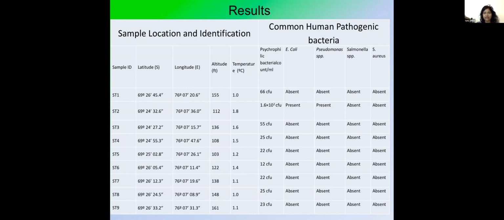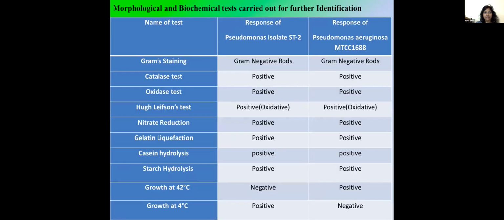The samples were very carefully analyzed for the presence of these bacteria, and we did the gram staining, catalase test, oxidase test, and also different kinds of tests. For the Pseudomonas isolate we got positive, positive, positive in most of the samples, and only growth at 42 degrees was found negative.